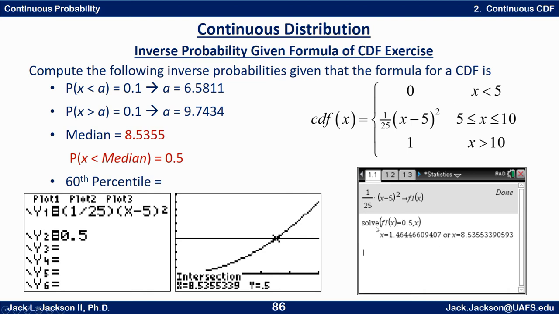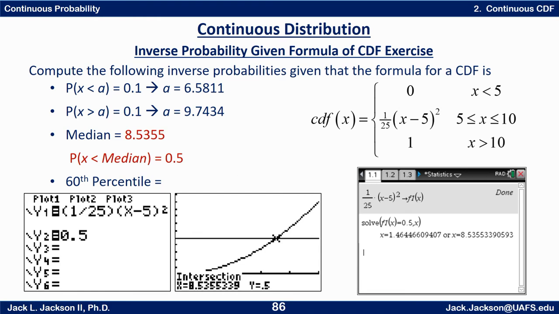On the Inspire, probably the easiest thing is to use solve. So solve f1 of x equals 0.5 comma x. And again, this 1.46 doesn't make any sense in the context, so the one that makes sense is the 8.5355. All right, one more, the 60th percentile. Come back when you got that one figured out.